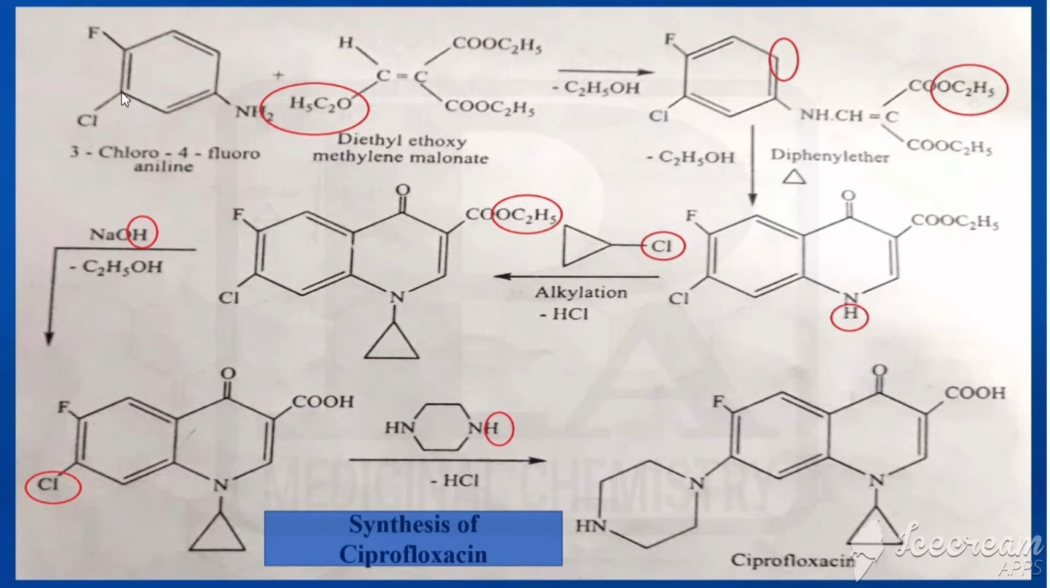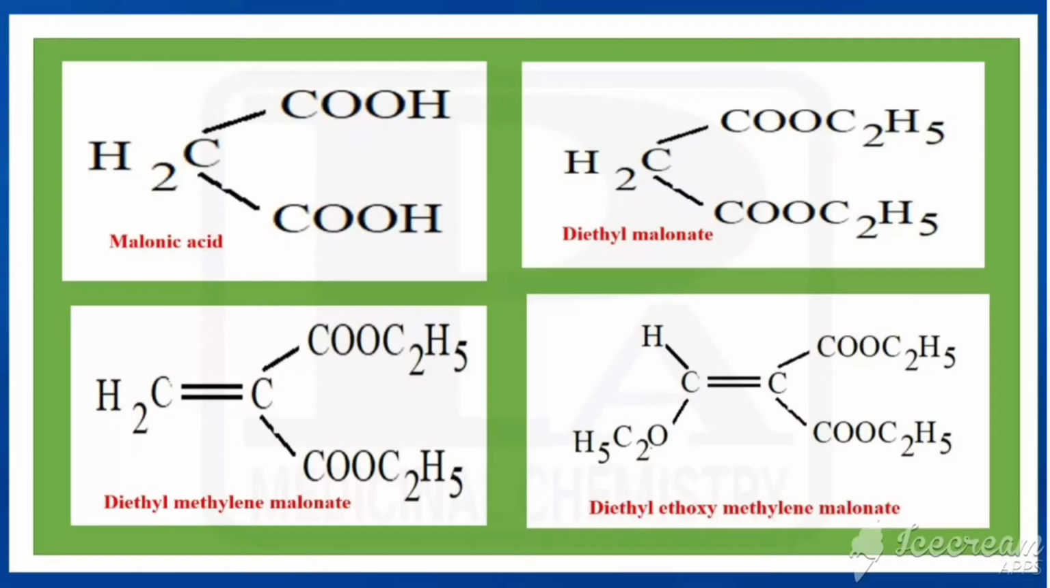So it is called 3-chloro-4-fluoroaniline. So what is the parent taken here? That is called 3-chloro-4-fluoroaniline. So with that we are adding this one, that can be called diethyl ethoxy methylene malonate. We'll see how it is getting the name.